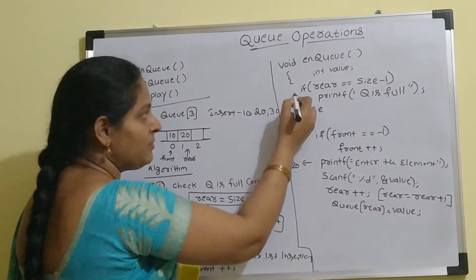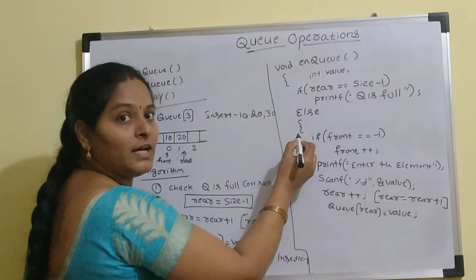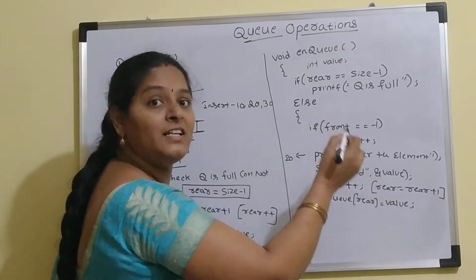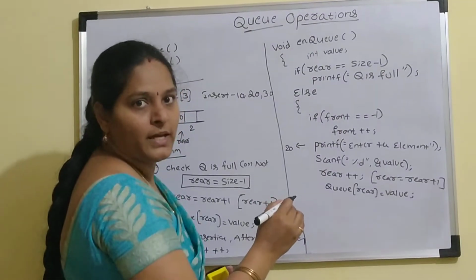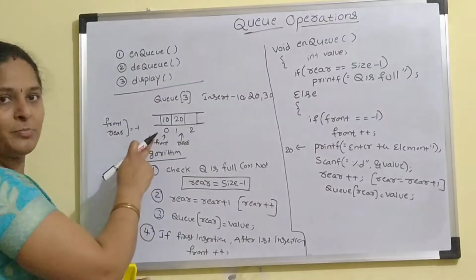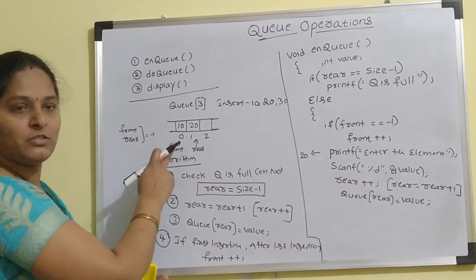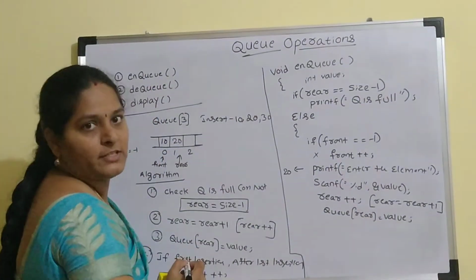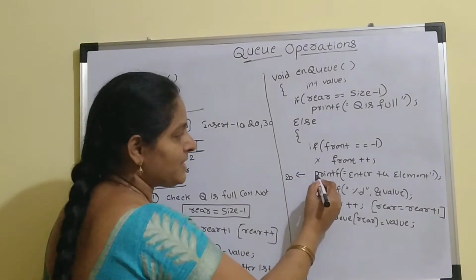So, this if condition will be skipped. Now, we will come into the else block. Immediately inside the else block, we are checking whether front is minus 1 or not. Here, front is not minus 1. Front is in the 0th position, so no need to increment it. So, this statement will not be executed. Now, come to the next statement.